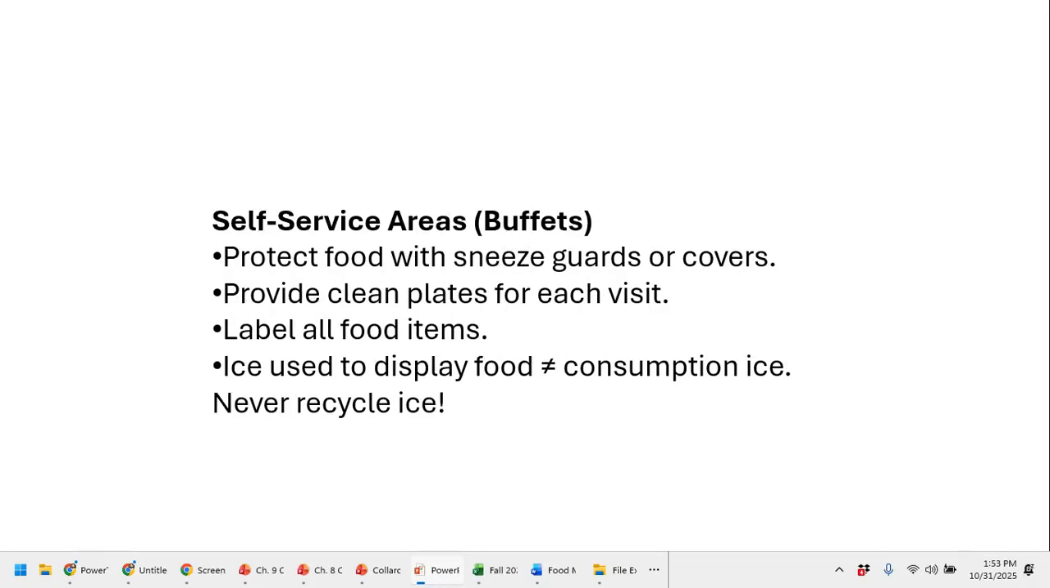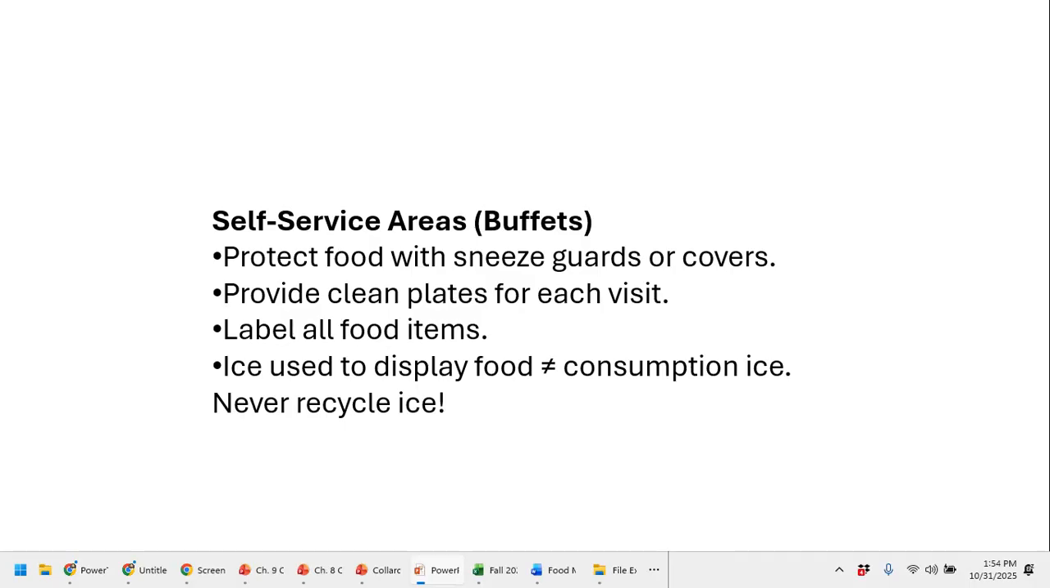So self-service areas like buffets, we should protect food with sneeze guards or covers. Provide clean plates for each visit. No one should ever go back to a buffet with the same plate. They may say, oh, I'm just trying to save you from doing some dishes. Doesn't matter. I don't want something to drip off the bottom of your plate because you were stacking your plates up before. I don't want anything to drip off by accident and contaminate the food that's on my buffet. Get a clean plate. It takes us 10 seconds to go and clean a plate. Doesn't take long at all.